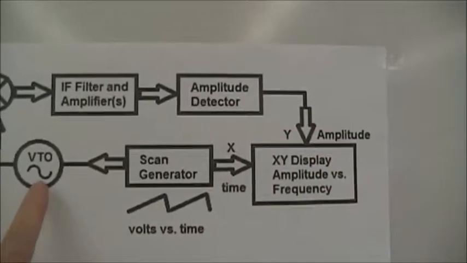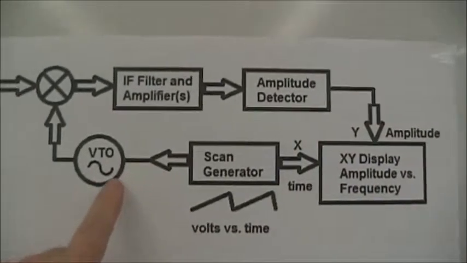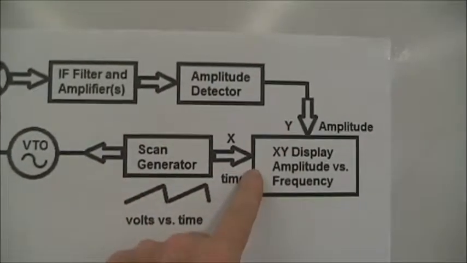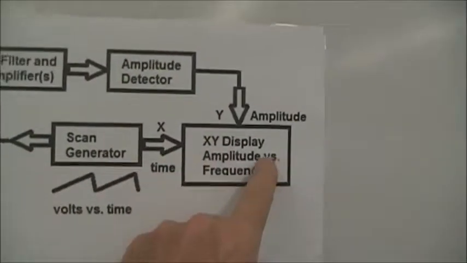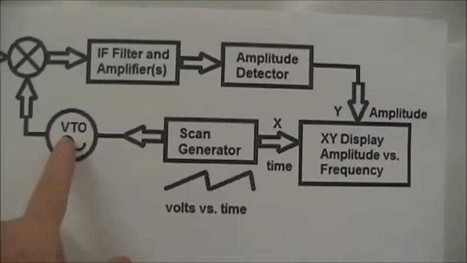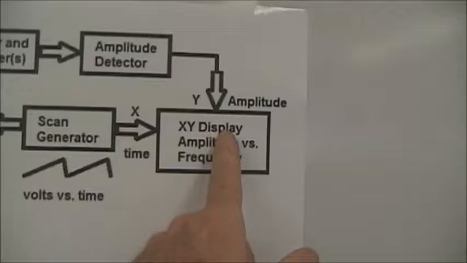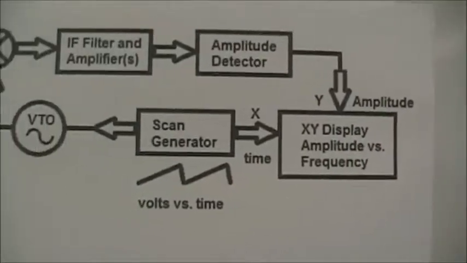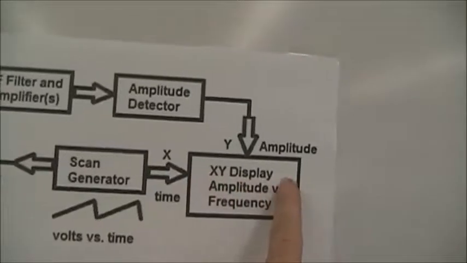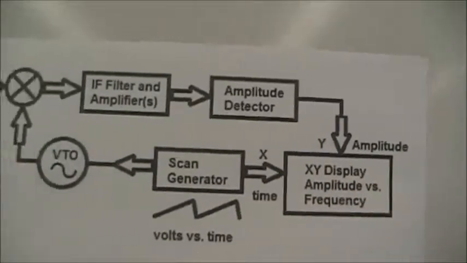At the same time the VCO signal is being changed in frequency, we are sending a synchronizing signal to the X axis. So as the signal changes frequency here, the trace will also move on the X axis. So now we get an amplitude versus frequency display through this system.